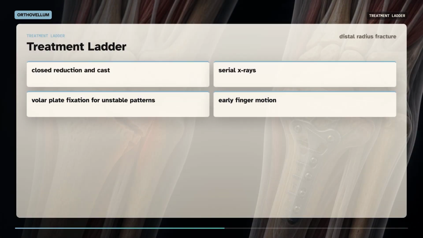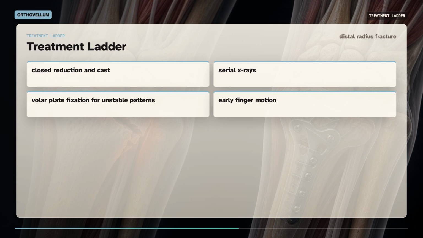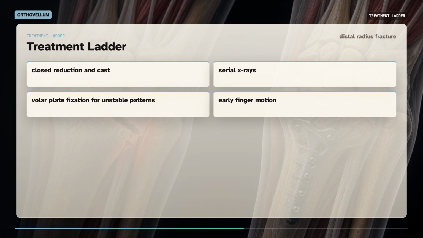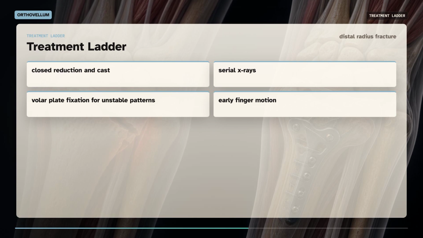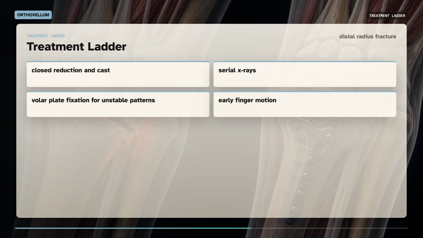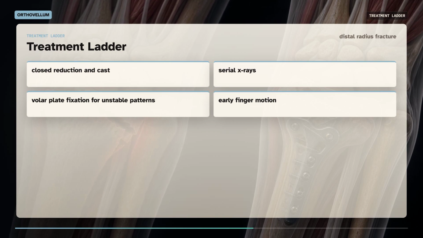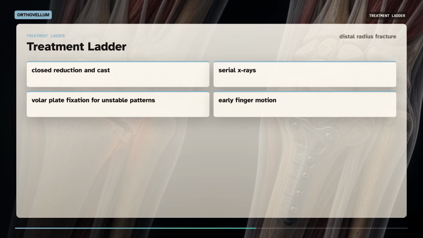Treatment is a ladder, not a reflex. For distal radius fracture, the practical ladder is closed reduction and cast, serial X-rays, volar plate fixation for unstable patterns, early finger motion. The first steps usually try to calm the painful system and rebuild capacity. That means load management, targeted strengthening, mobility when appropriate, and clear expectations. Injections, braces, procedures, and operations are tools. They are powerful when used for the right reason and disappointing when used as shortcuts. The best plan explains not only what to do, but why that step belongs at this moment.